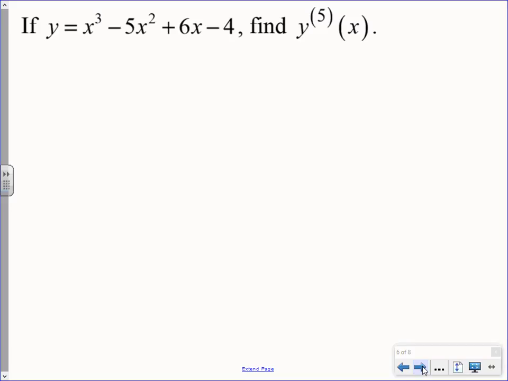Okay. Any ideas before we start of what you think it's going to be? 0. Larry thinks 0. Okay. Larry, help me with the first derivative. Oh my gosh. Okay, let's do this. Okay, don't worry. 3x squared minus 10x plus 6. Excellent. Thank you, Larry. Okay, let's work on the second derivative.